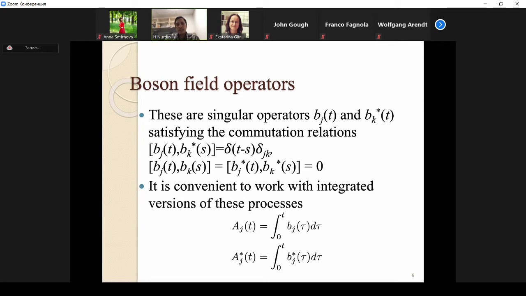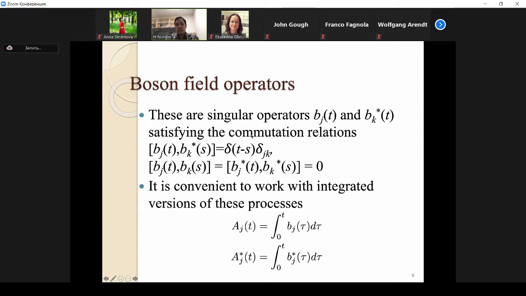So I will next describe what I mean by these linear quantum stochastic systems in terms of the dynamics. Before I get onto that, I'll just introduce some concepts that we'll encounter again as I proceed with this talk. So I'll introduce these singular operators, which are denoted by b_j(t) and b_k*(t). Basically these are annihilation and creation densities, and they satisfy these singular commutation relations. So it's a delta commutation relation when j is equal to k, and the commutators of all the other quantities are equal to 0.